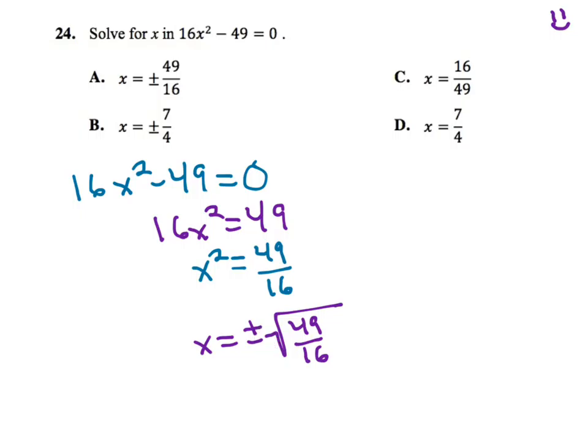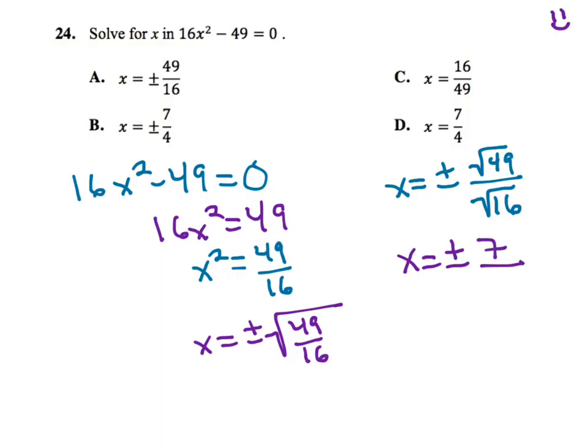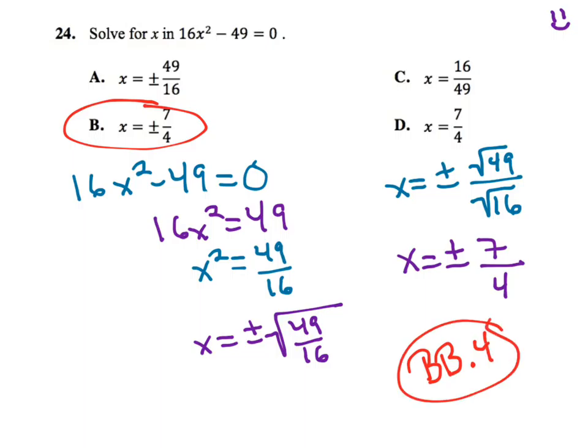All right, so let's see. I can't simplify this, so I'm going to say x equals plus or minus radical 49 over radical 16. Hey, these are both perfect squares. So that's x equals plus or minus, square root of 49 is 7, square root of 16 is 4. There are my solutions: positive and negative 7/4. There we go. To practice this, BB4 would probably be good.